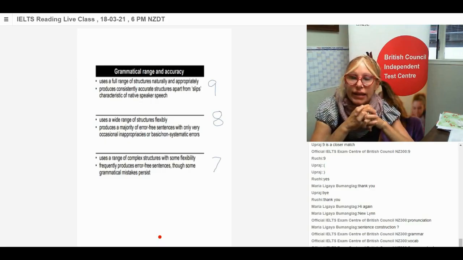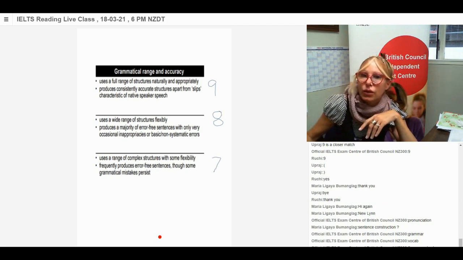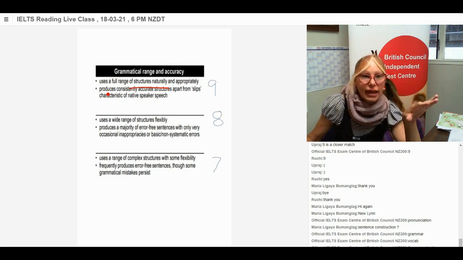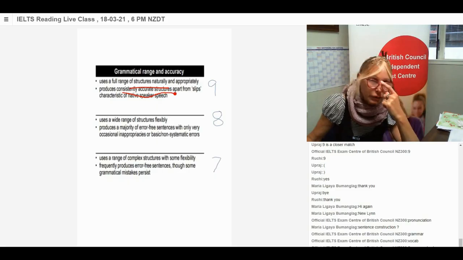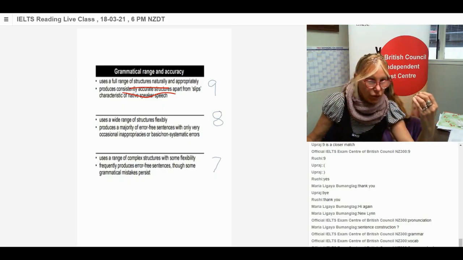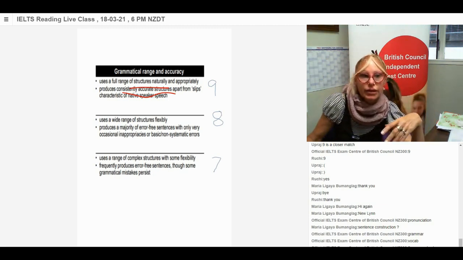And you can see at the top there with a band 9, you would need to use a full range of structures naturally and appropriately, and you would need to produce consistently accurate structures, so no mistakes basically, for a 9 in grammar. Okay, that's why we never look at doing a 9. We're always looking at doing an 8, because some of the students are able to speak very well, and their grammar is very good.